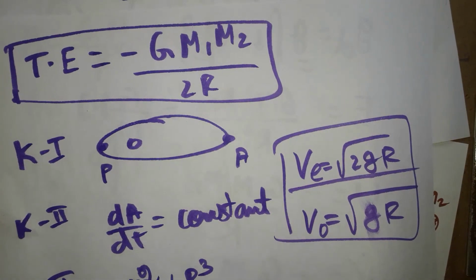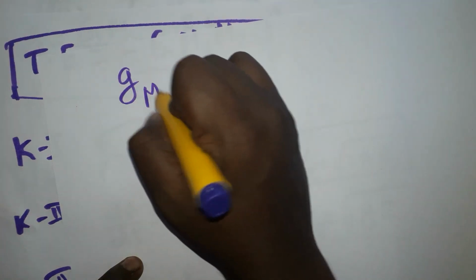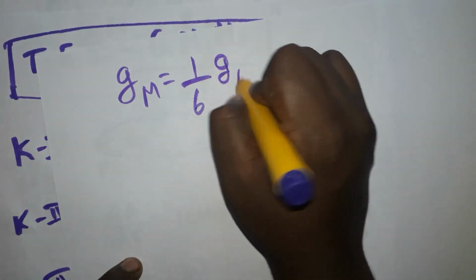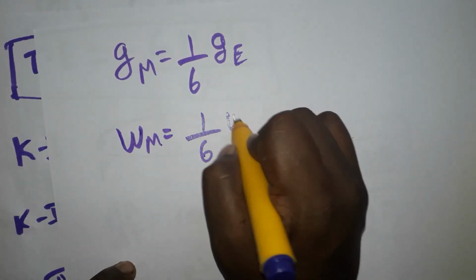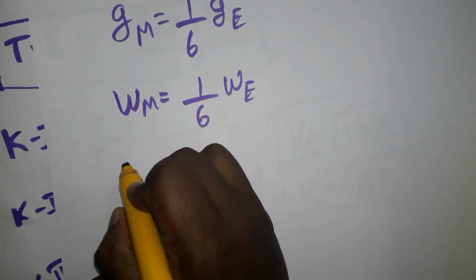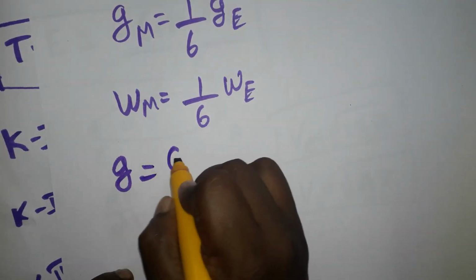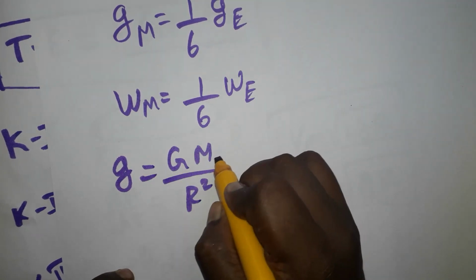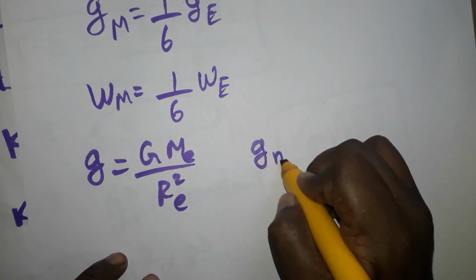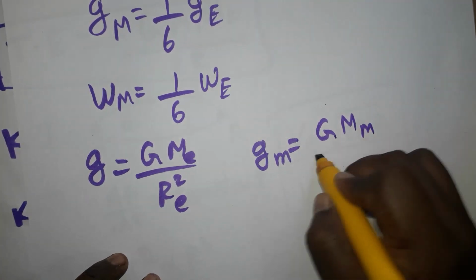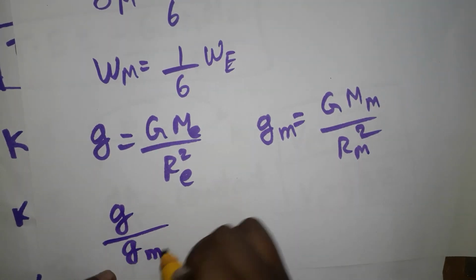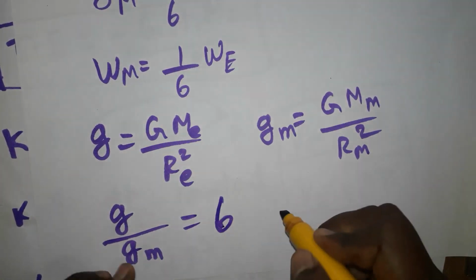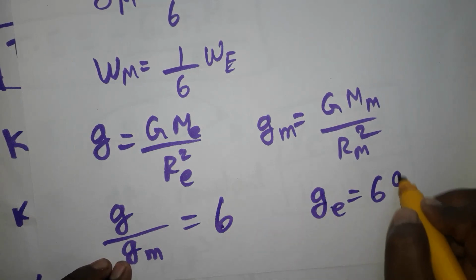The other formula, the relation between the weight on the earth surface and the moon surface. Gravity on the moon surface is 1 by 6 times the gravity on the earth surface. The same way, weight on the moon surface is 1 divided by 6 times the weight on the earth surface. Gravity on the earth surface is G times M divided by r square. The same formula for the moon: G times mass of the moon divided by radius of the moon square. When we divide gravity on the earth surface by gravity on the moon surface, this calculation gives 6. So gravity on the earth surface is 6 times the gravity on the moon surface. It's a very simple calculation.